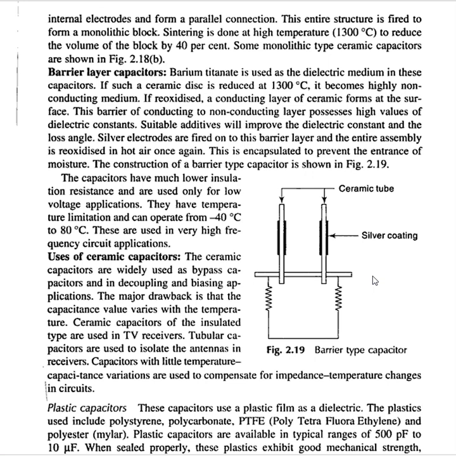Suitable additives will improve the dielectric constant and loss angle. Silver electrodes are fired on this barrier layer and the entire assembly is reoxidized in hot air once again. This is encapsulated to prevent the entrance of moisture. The construction of a barrier type capacitor is shown in the figure.